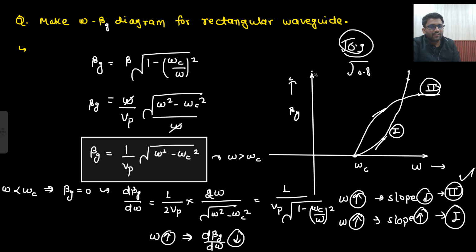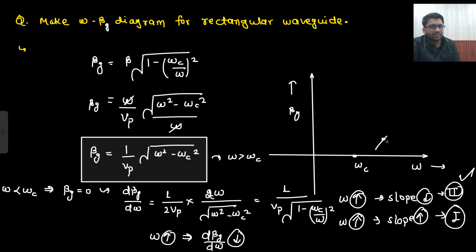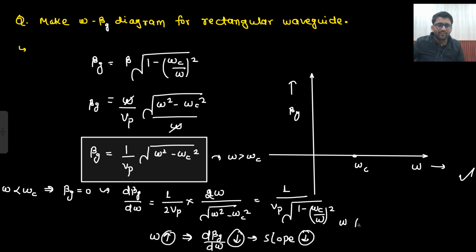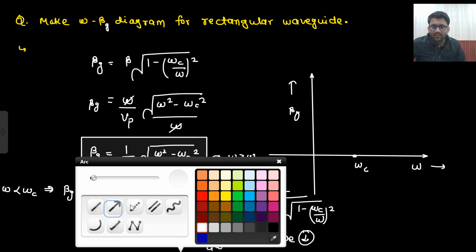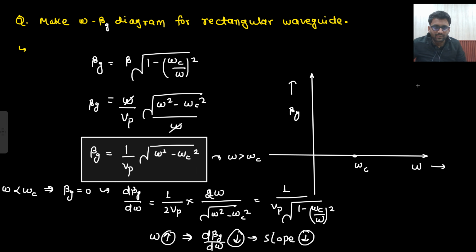So two possibilities will be there, and both of the options will be mentioned in the examination. So you need to see that as omega increases, the slope is going down. That means slope decreases. So if slope decreases, then how will I make the graph? So graph cannot be made like this. It has to be made something like this.